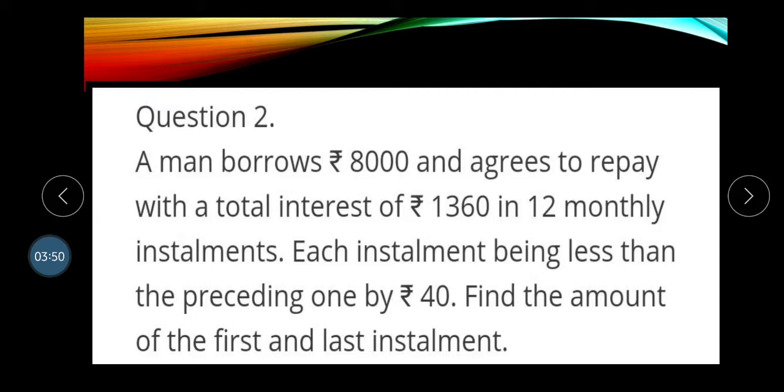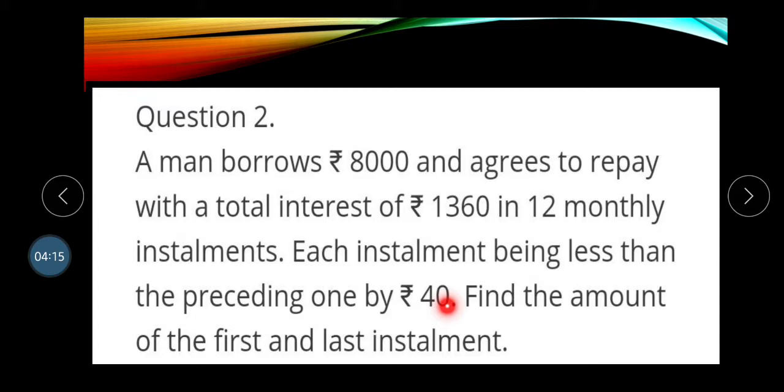Students, here the principal amount is rupees 8,000 and the interest is rupees 1,360. So our Sn will become principal plus interest. Secondly, each installment is less than the preceding one by rupees 40. So this says our difference, so d is minus 40.